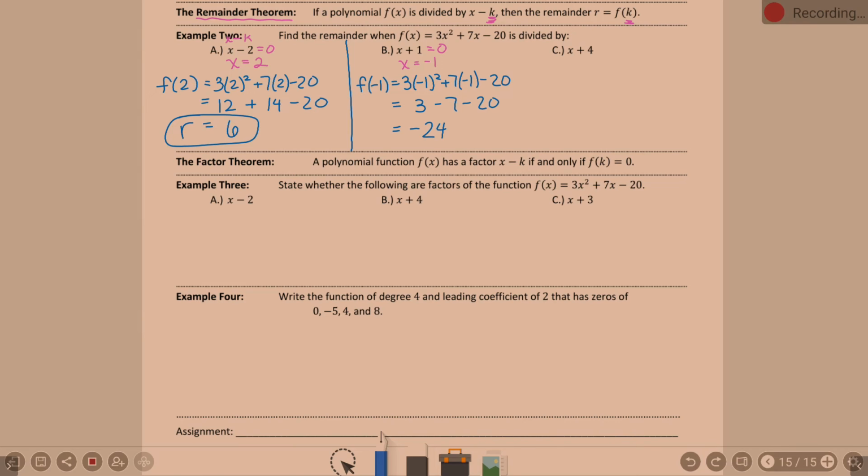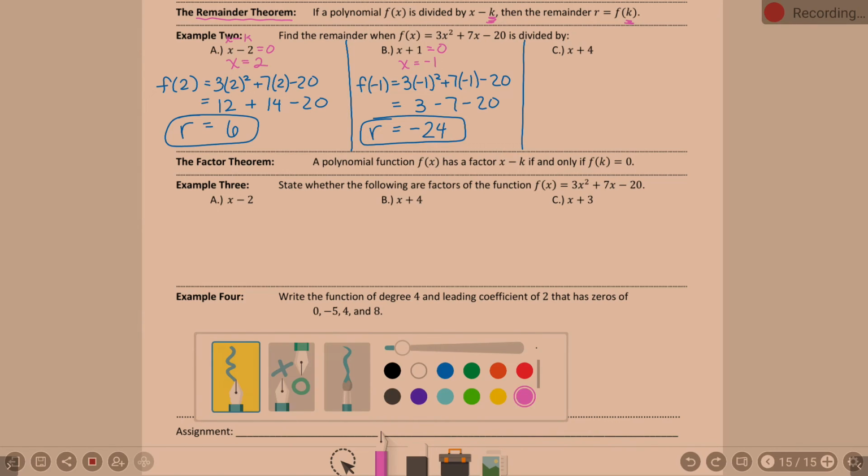You can have a negative remainder. Nothing says you can't. So 3 minus 7 minus 20 is negative 24. Negative 24 is my remainder. You have no remainder? Let's find out. Okay. If it's x plus 4, what value are you using as k?